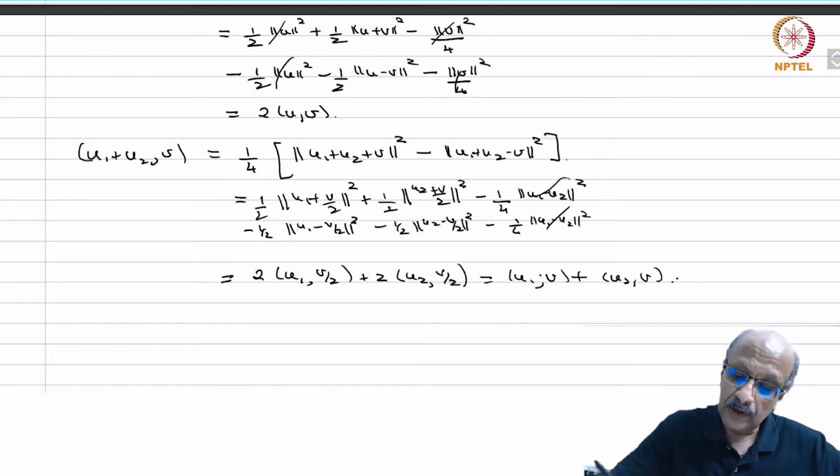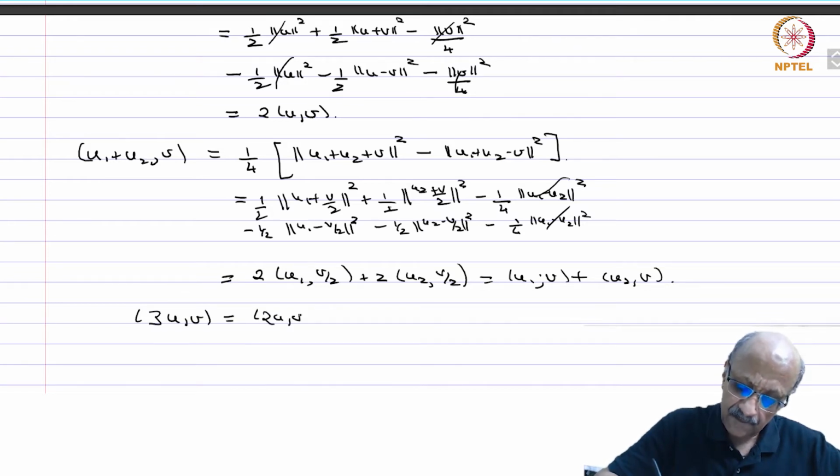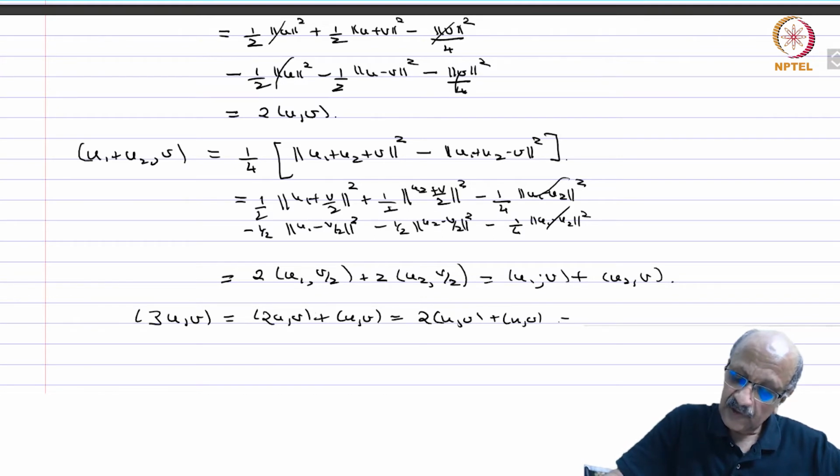Now we have to show that (alpha u, v) is alpha times (u, v). That is what we have to show. We have shown it for 2. Now if you have (3u, v) for instance, this is equal to (2u, v) plus (u, v), which is 2 times (u, v) plus (u, v), which is 3 times (u, v).